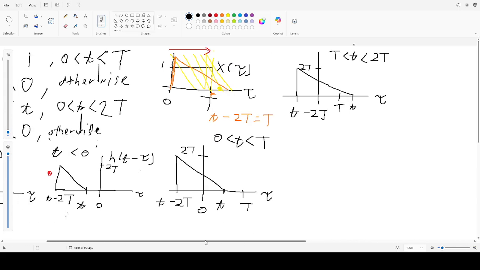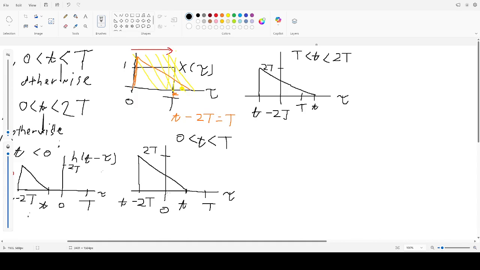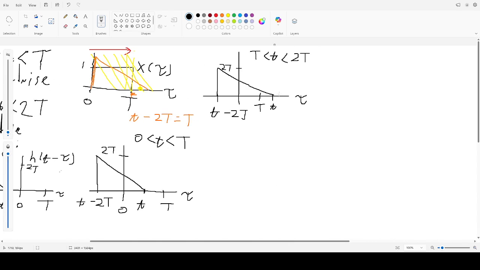Mainly, you want to look at the interaction between the triangle and where the rectangle is. The rectangle starts at 0 and ends at big T. So this first case, the triangle has not reached 0 yet. This second case, the triangle has reached 0 but has not reached big T yet. The third case, the point of the triangle has passed big T, but the back of the triangle has not reached 0 yet. Now our fourth case is going to be where the back of the triangle has now passed 0.